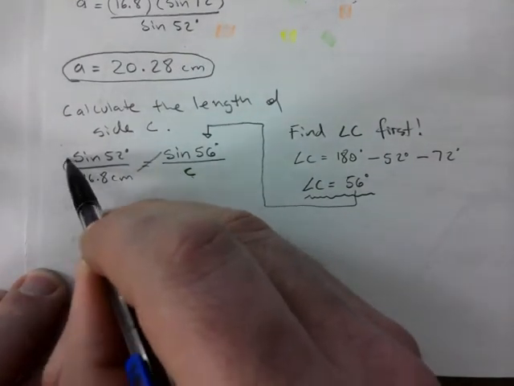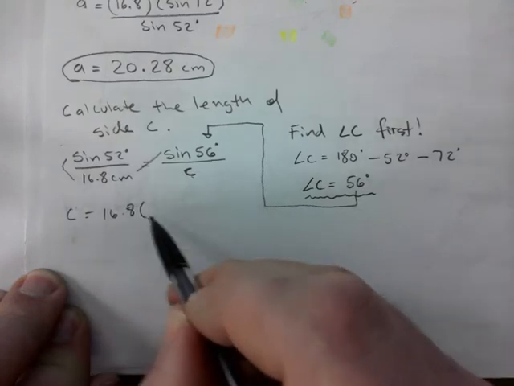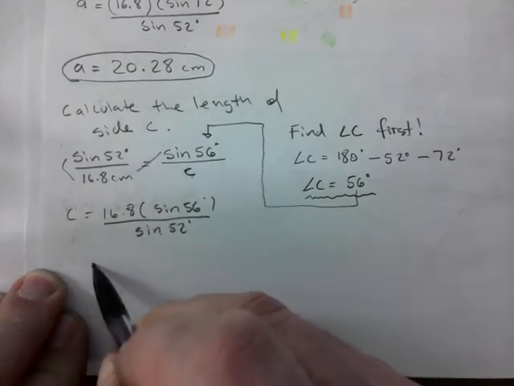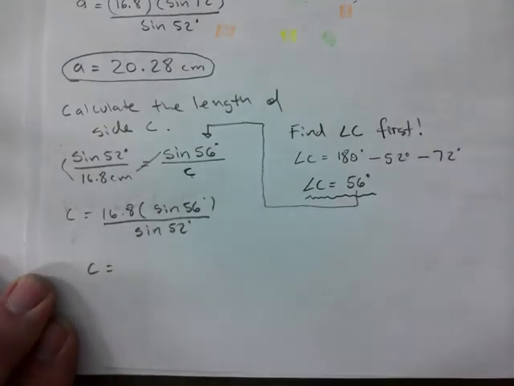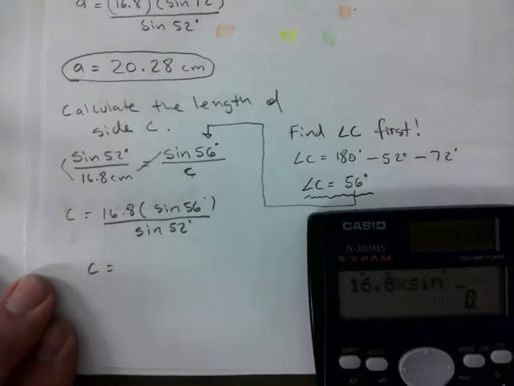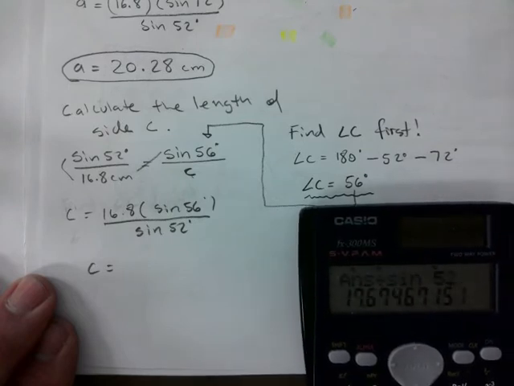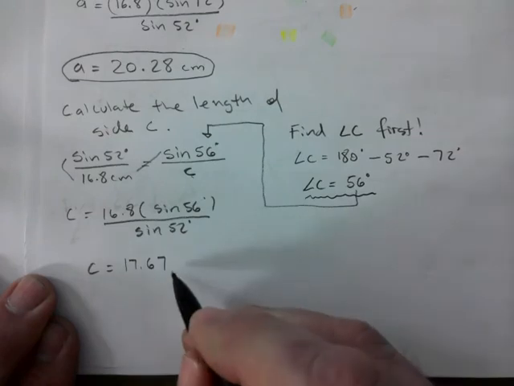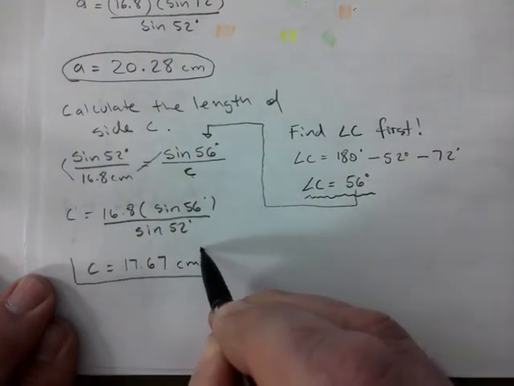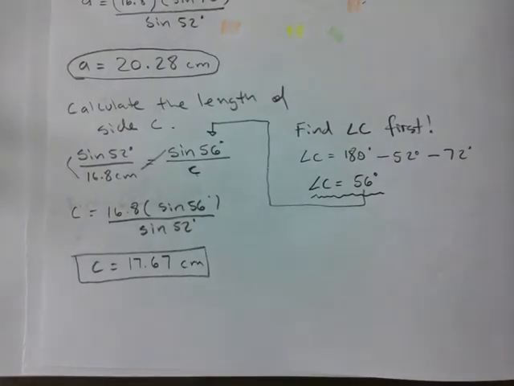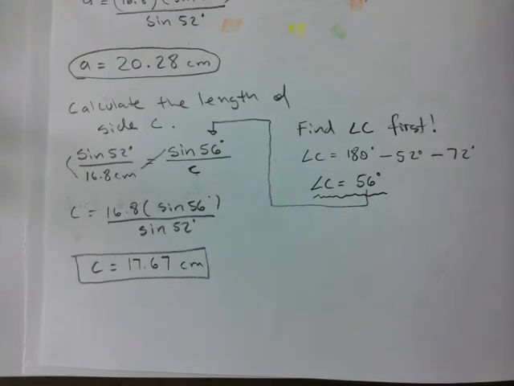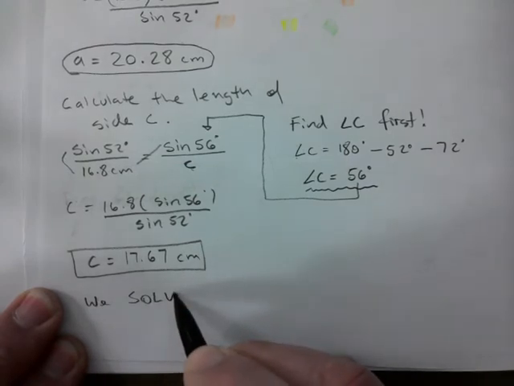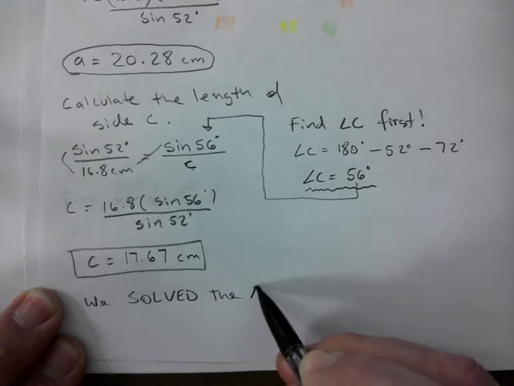And then you cross multiply and divide just like before. So 16.8 sine of 56 divided by sine of 52. So C, that's 17.67. And right now, what you can say here is we solved the triangle.